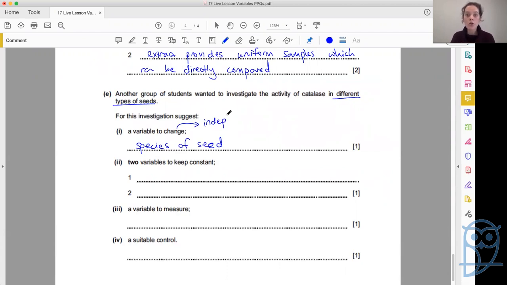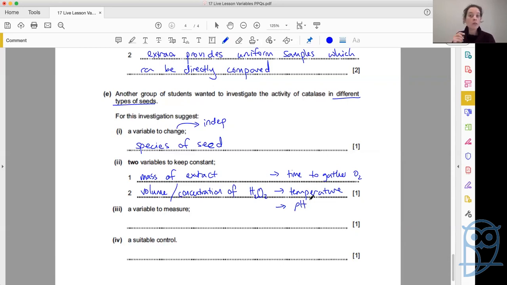Two variables to keep constant. What do we need to control? We need to control things like the mass of the extract, the volume, and the concentration of hydrogen peroxide. We're going fast here because we're approaching time. Also, we need to control the time to gather oxygen, same like we did in here. Okay, how long are we going to measure for? And we need to control temperature. And we need to control pH, because we're working with enzymes.